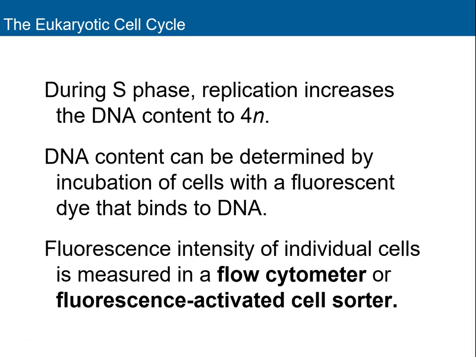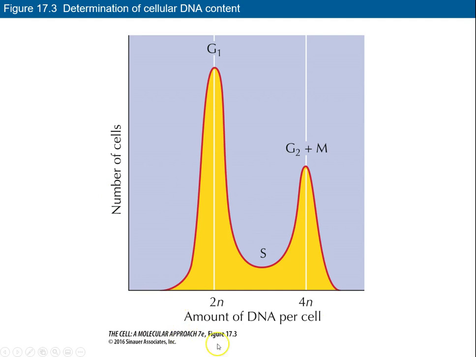That DNA content can actually be determined by incubating cells with a dye that binds DNA. That fluorescent dye will just non-specifically bind to the DNA, and then you measure the amount of fluorescence intensity, which corresponds to the amount of DNA. There's a special machine called a flow cytometer that can sort these cells based on their fluorescence intensity to determine what percentage of the cells have this much DNA, what percentage have that much DNA. This is showing the amount of DNA per cell and how many cells actually have that.